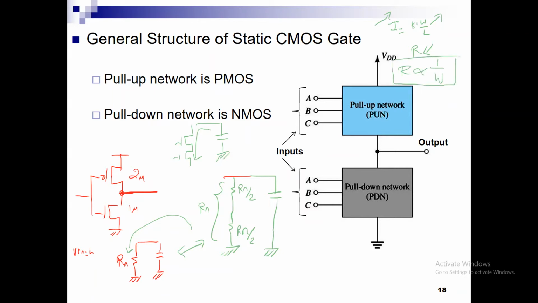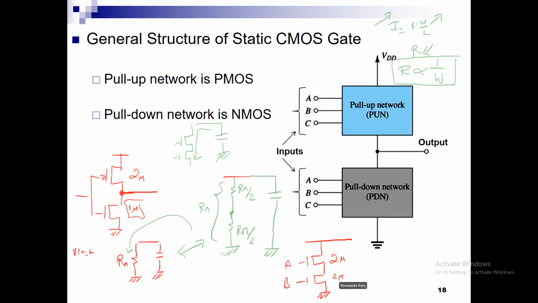So if I have this relation, and if I find out that I want to size each one of the pull-down transistors of the NAND gate to have half the resistance, then since resistance is inversely proportional to W, the W should be doubled. If the resistance is halved, it should be 2W, meaning 2 micron.